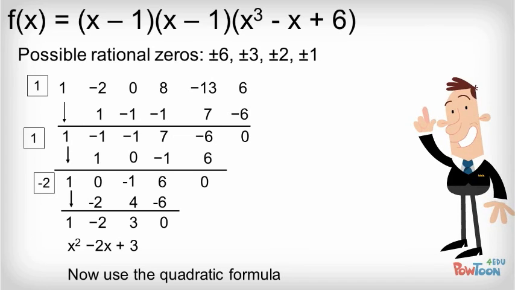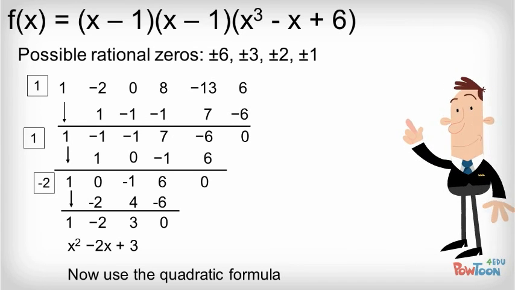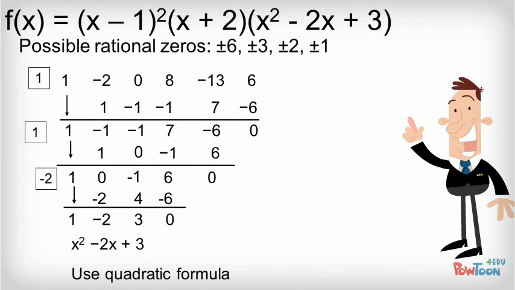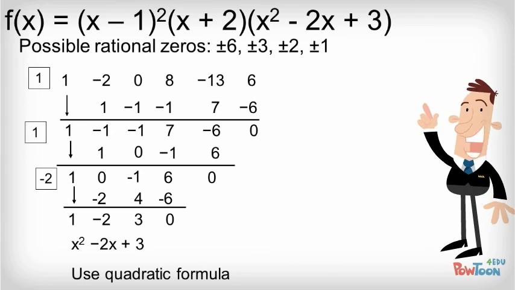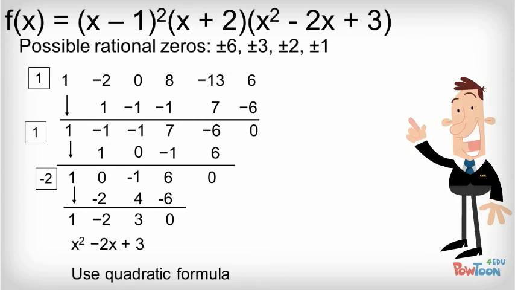Now use the quadratic formula to find the two more roots. And what we'll see is we're going to get some imaginary numbers when we plug a is 1, b is -2, and c is 3 into the quadratic formula. And then we'll end up having all 5 of our roots.